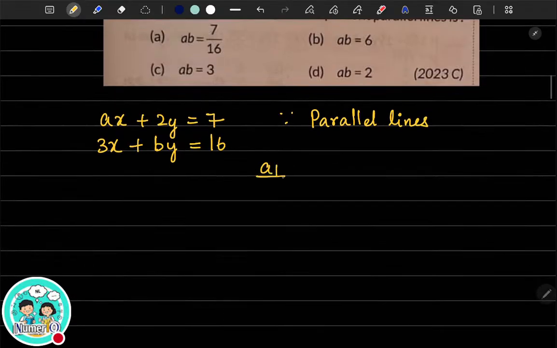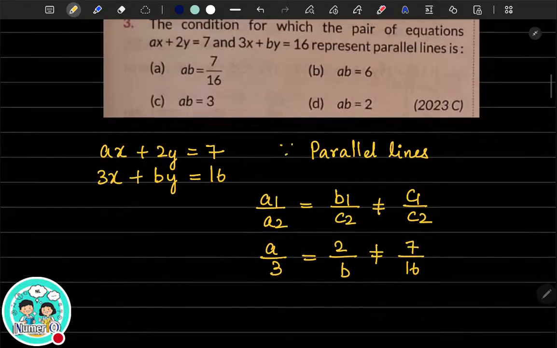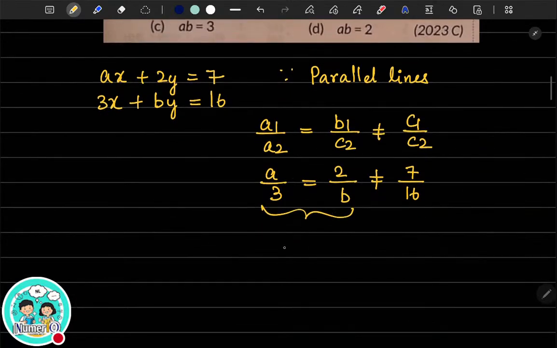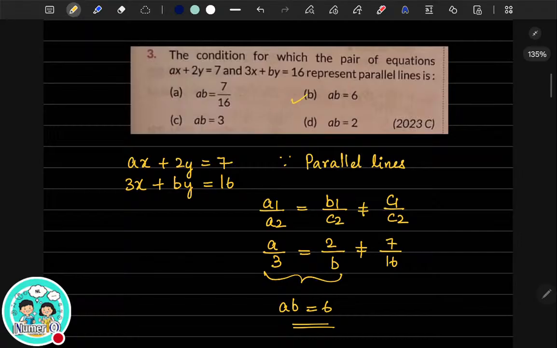What is the condition? A1 by A2 is equal to B1 by B2, but it is not equal to C1 by C2. So just substitute it. So a by 3 should be equal to 2 by b, but it is not equal to 7 by 16 or minus 7 by minus 16. Right? So what is the value? You can consider the two ratios which are equal. Cross multiply, you will get ab equal to 6. So this is your answer. Option B is your correct answer. ab is equal to 6.